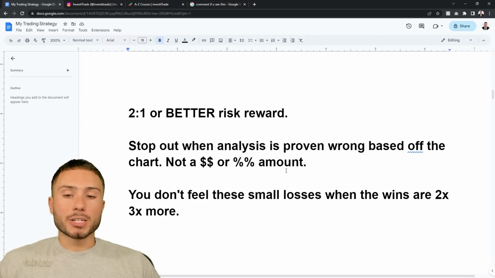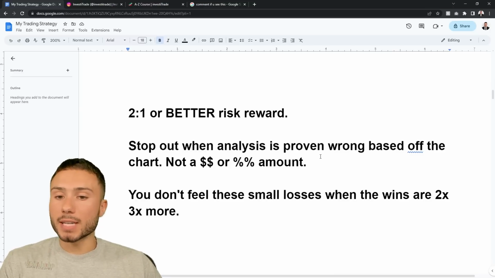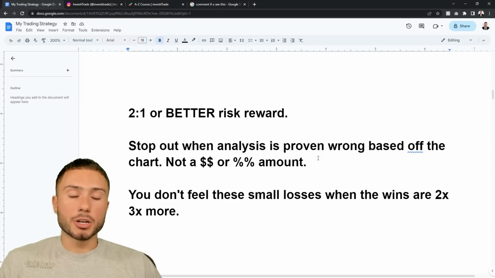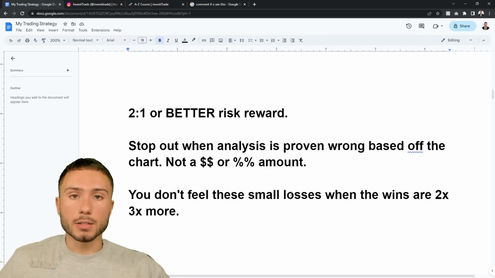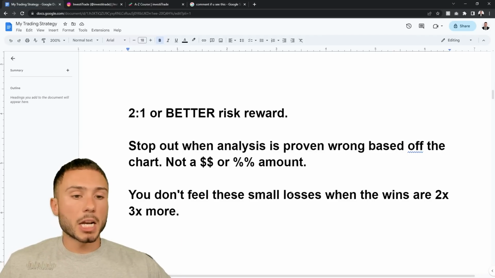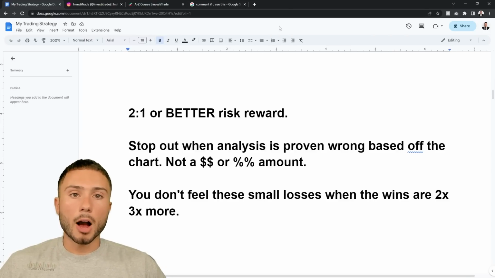Your exits, your stop outs, where you're going to place your stop loss, is when your analysis is proven wrong based off the chart, not a dollar or a percent amount. And you do this because you're not going to feel small losses when your wins are 2-3 times greater than your losses. So your $50 loss, you're not even going to know about it if your winner is like $300-$400. Or your $1,500 loss is going to be nothing if your winners are $3,000 to $4,000. So you see where I'm coming from here?